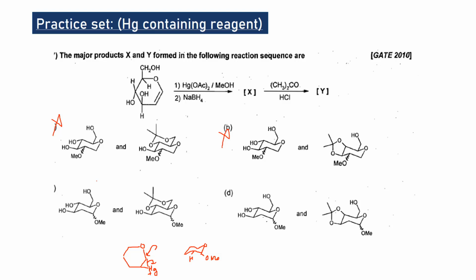So A and B are already cut. Next, they have given acetone. So this acetone will bind with this through a kind of ketal formation.